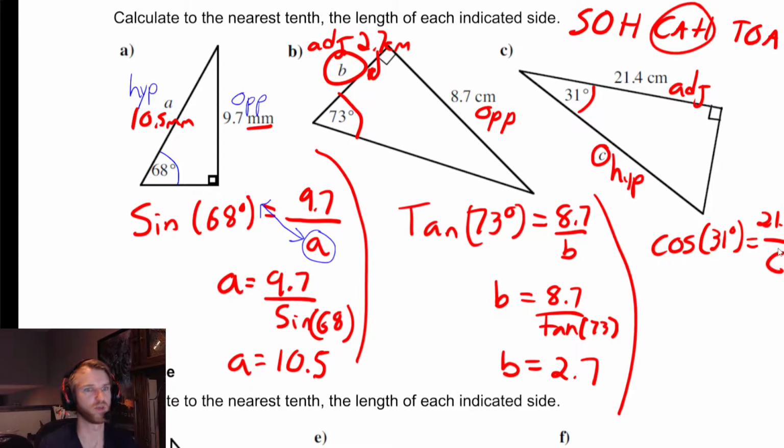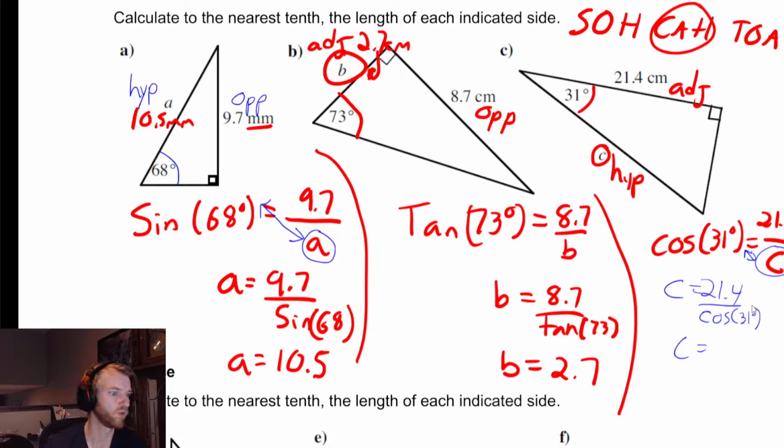So anyways, to get this by itself, sorry, this is getting cut off a little bit on the edge of the screen there, but you'll get the idea. We're moving that up to the top of the other side, and that's getting moved down diagonal across the equal sign to the bottom. So C is going up, the cos 31 is going down, and we'll end up here with C is equal to 21.4 divided by cos 31. That's what we put into our calculator. 21.4 divided by cos 31 equals 24.96. So I'm going to round that up just to 25.